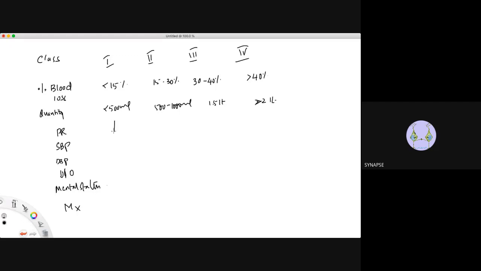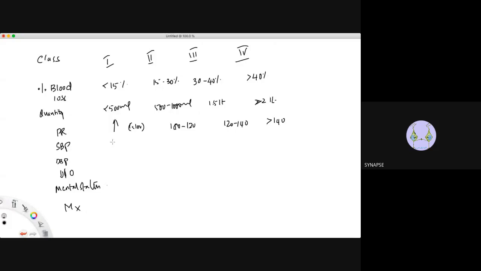So pulse rate. We have seen that it's going to cause tachycardia. Here the tachycardia will be less than 100. Then it will go from 100 up to 120, 140, and more than 140. Now, initially in class 1, the compensatory mechanisms are acting.